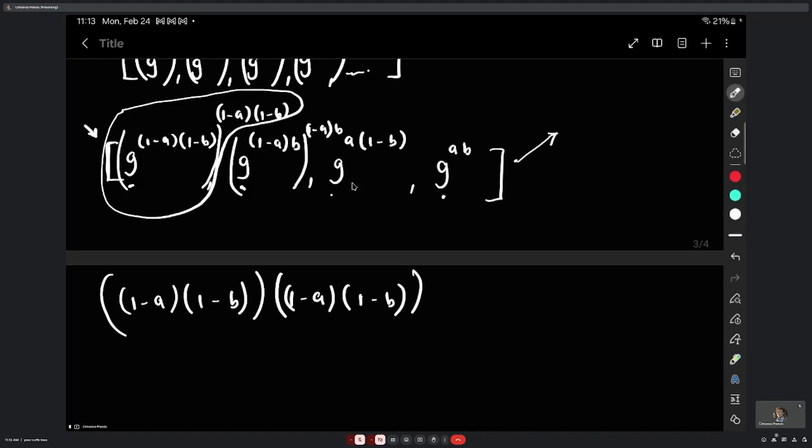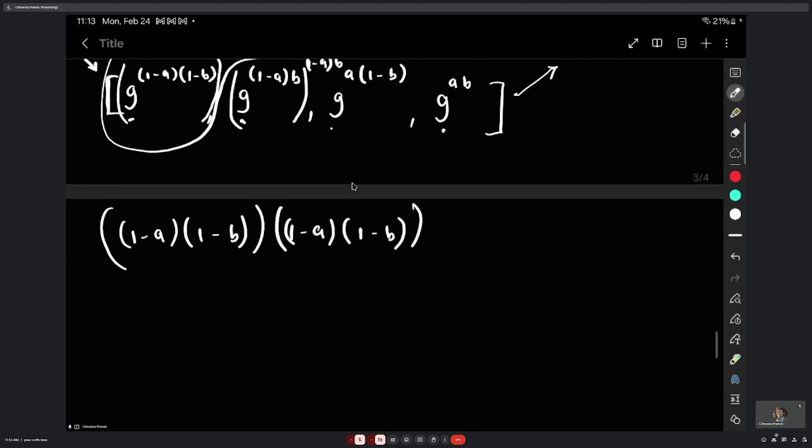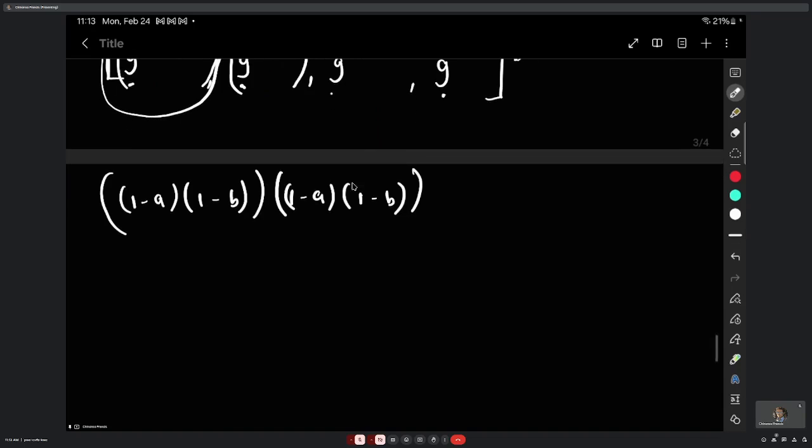Like, since we know that this is what people are giving us, what are we supposed to get? Normally, anything we're supposed to get, we're still supposed to be able to express it in the form 1 minus a, 1 minus b, where a and b will actually now be the random values that we are partially evaluating at.